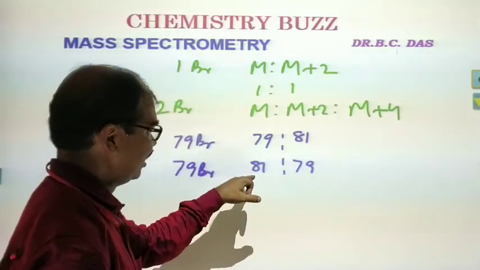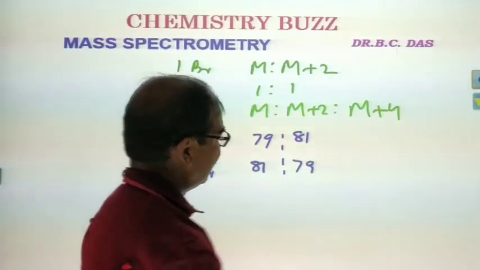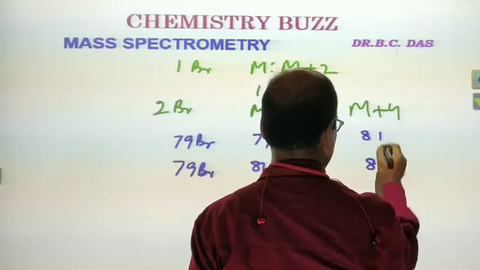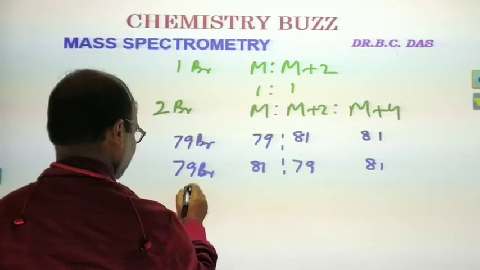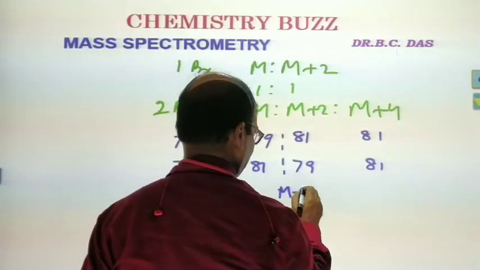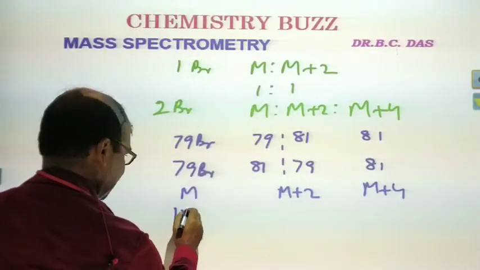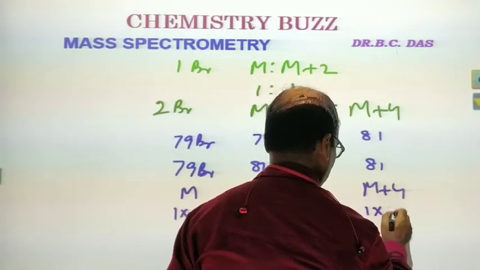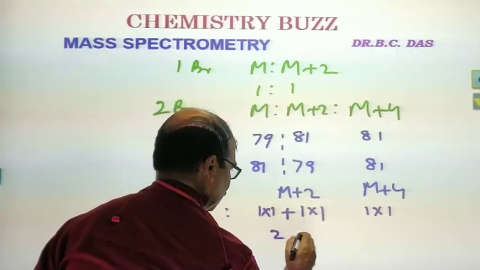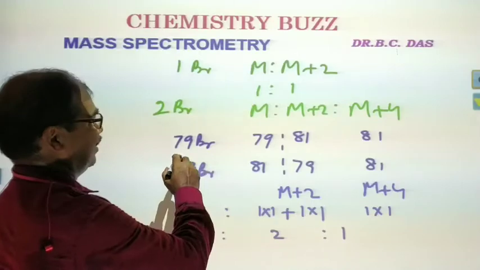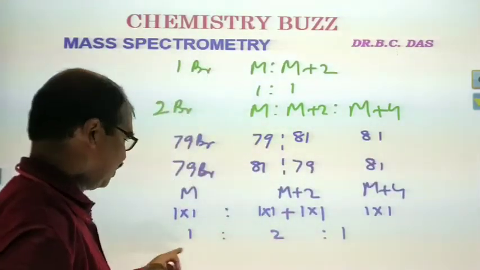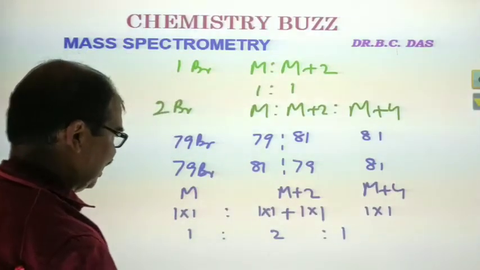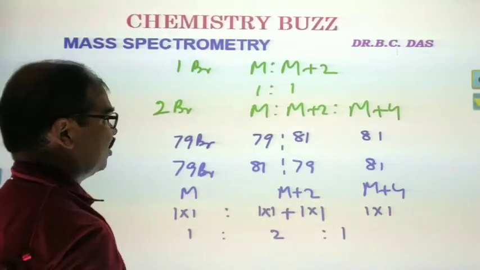So first bromine 79, second bromine 81; first bromine 81, second bromine 79. Similarly for M plus 4, both will be 81, so the mass increases by 4 units. So this is M, this is M plus 2, this is M plus 4: 1 into 1 is to 1 into 1 plus 1 into 1, and this is 1 into 1. Now we get 1 is to 2 is to 1. So if the molecular ion and two isotopic peaks are in the ratio 1 is to 2 is to 1, then the compound contains 2 bromine atoms.